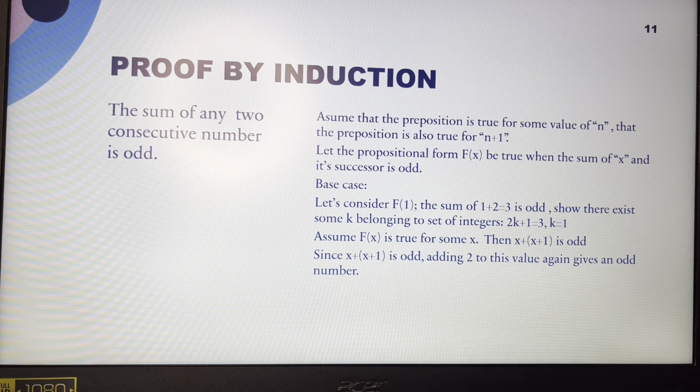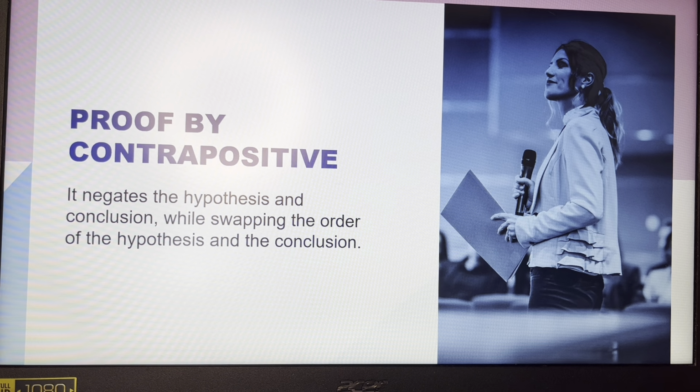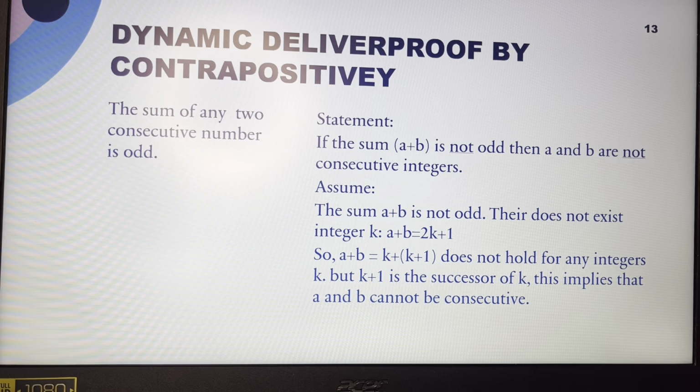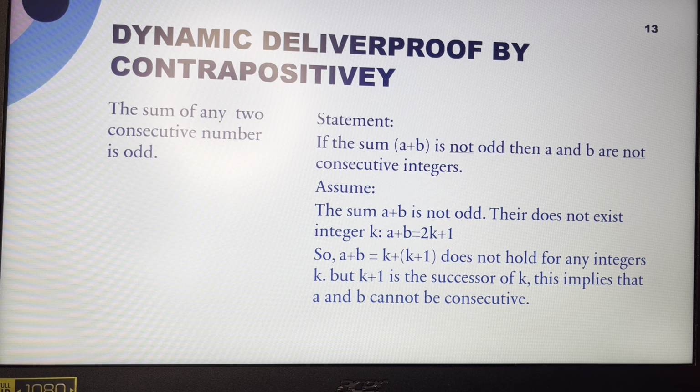Okay, let's have the last basic technique. We have proof by contrapositive. So, proof by contrapositive negates the hypothesis and conclusion while swapping the order of the hypothesis and the conclusion. Let's have the same example here: the sum of any two consecutive numbers is odd. So the statement here is if the sum a plus b is not odd, then a and b are not consecutive integers. So let's assume that the sum a plus b is not odd.